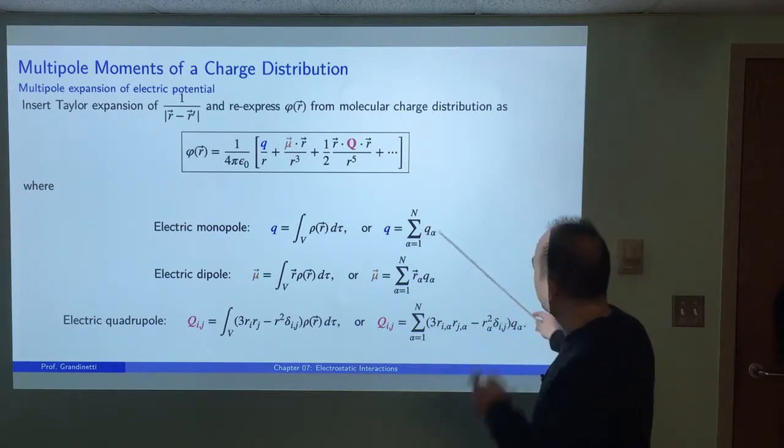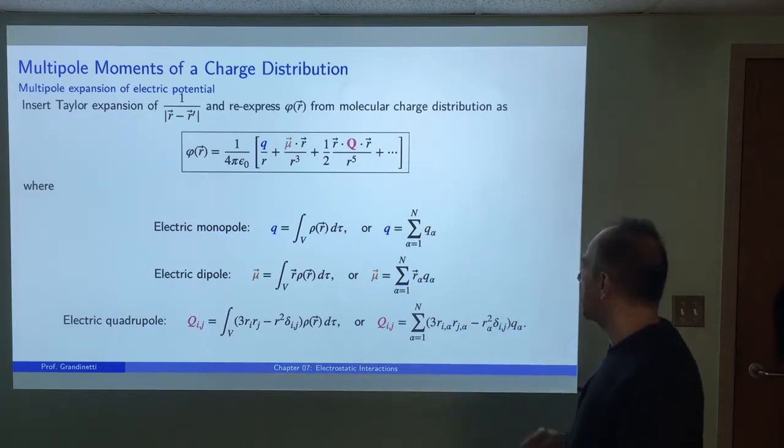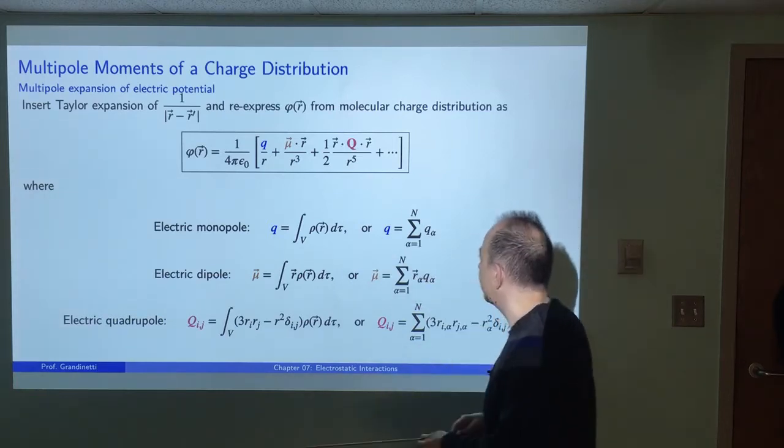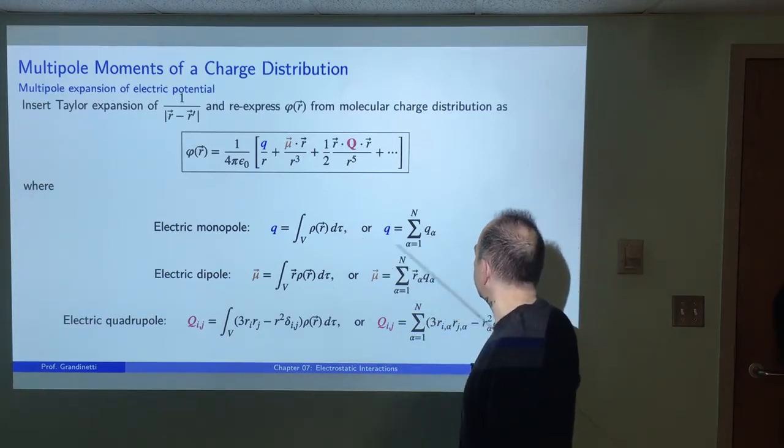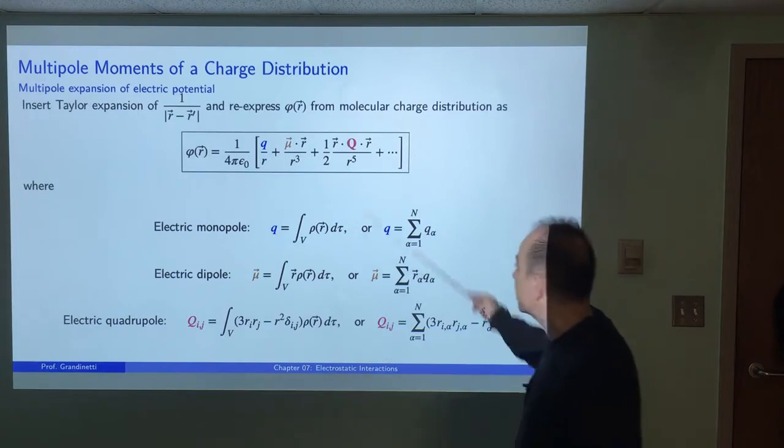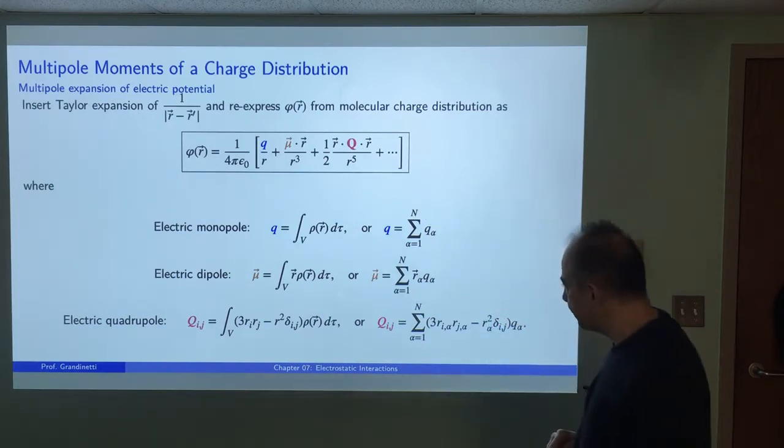If we wanted to treat it discretely, then it would be this sum over here. But the general story is the same. There's no need to assume a charge density. It could be a distribution of discrete charges. You can still do this expansion.